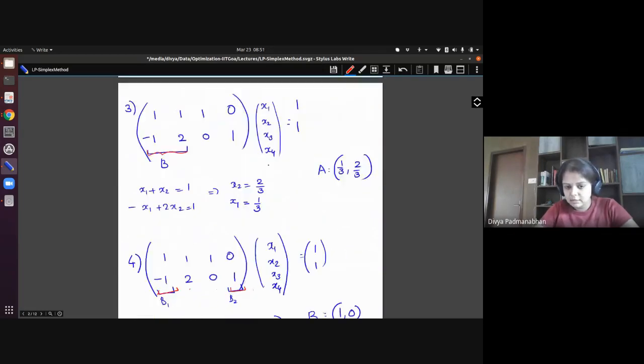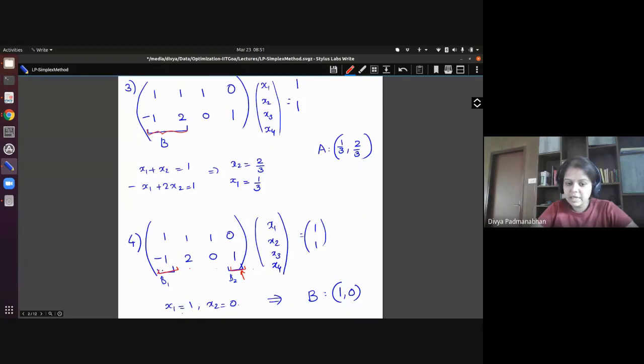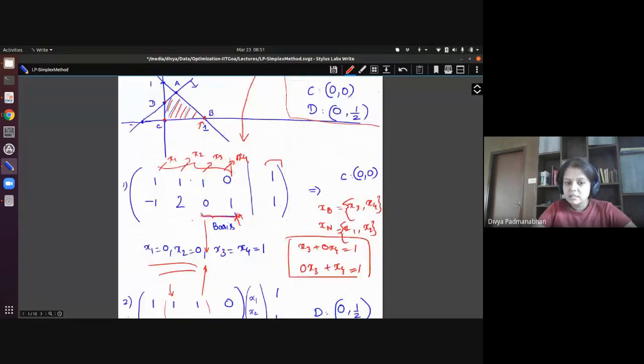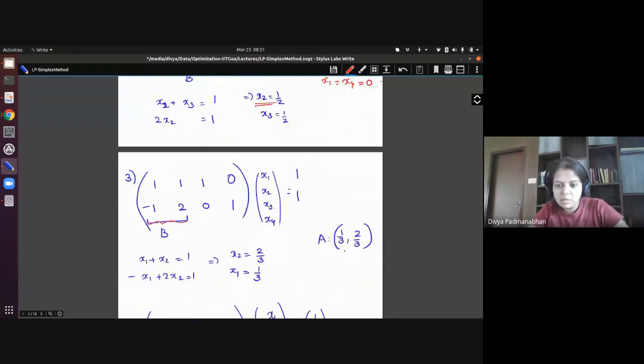So 0, 1 here, the last column, and this last column, that was common. That was a common basic vector. In this, for B, we had this first column, which served as a basic vector, whereas for this one, there was the third column, x3.